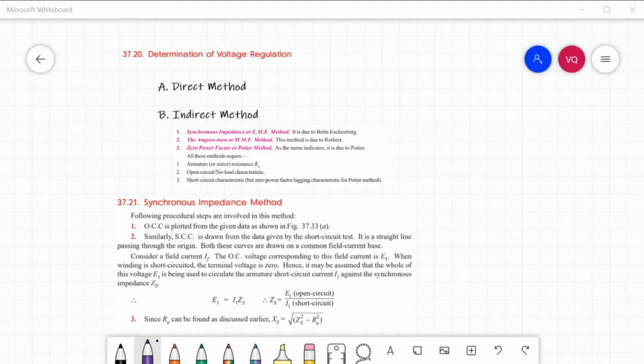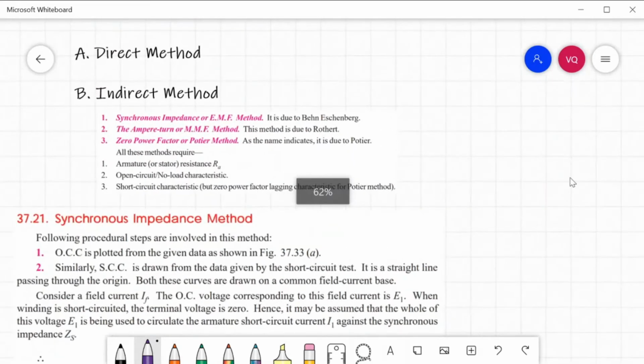So there are many ways to determine the voltage regulation of an alternator. First is the direct method. It is the one that we did earlier in our previous examples. And also we have the indirect method. So these are the following methods in indirect.